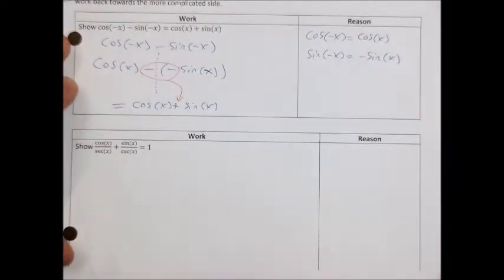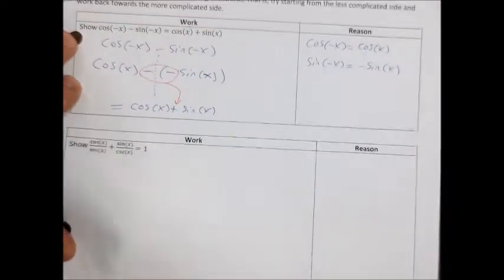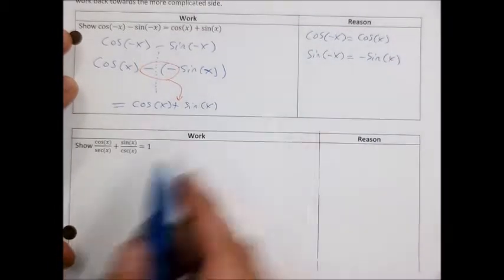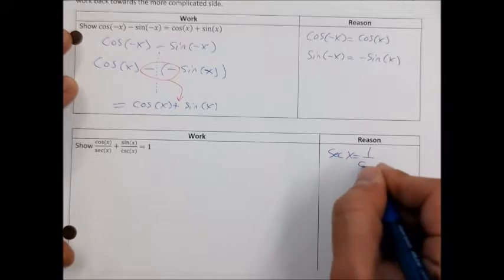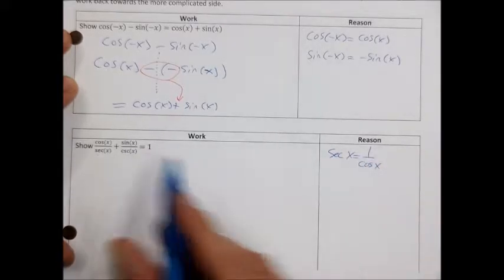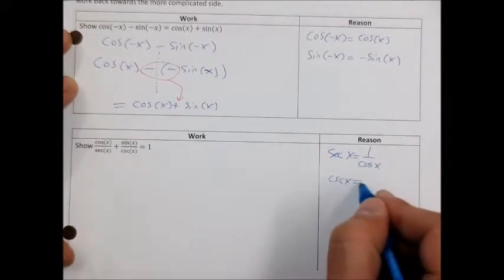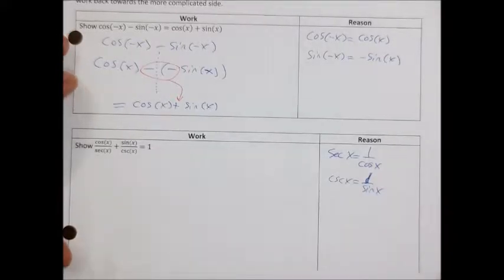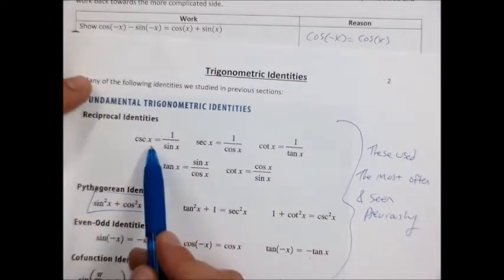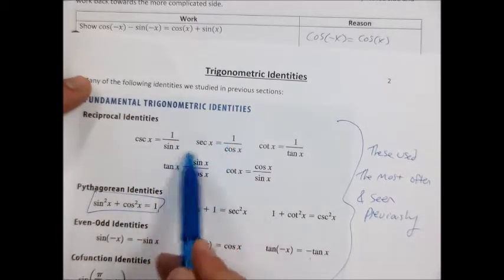So I'm going to change everything to sines and cosines. That's a good first step. And so secant in the bottom here, I know that secant is 1 over cosine, and cosecant is 1 over sine. And I know that from the last page, right? I'm just writing down these things here. I'm trying to change cosecant and secant into sines and cosines.